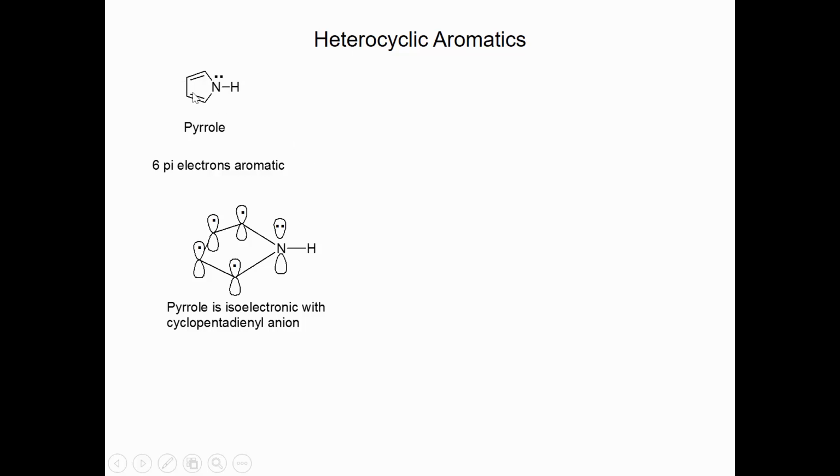Pyrrole is an unusually stable compound. We have not discussed amines in this chapter yet, but as far as amines adjacent to double bonds go, this is an unusually stable compound. And its stability arises from the fact that it's also a 6-pi electron aromatic ring system. We can consider this to be isoelectronic with the cyclopentadienyl anion.